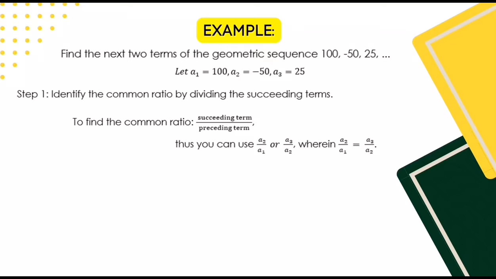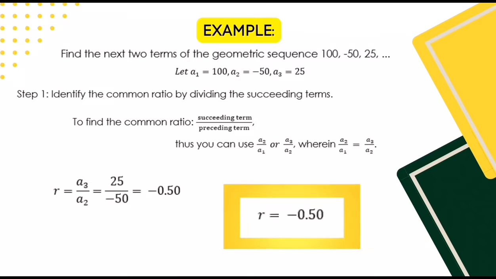As we are told that we are looking for the next terms of the geometric sequence 100, negative 50, 25, and so on, we don't need to check that the ratio is consistent between every two consecutive terms. Instead, we can choose any two consecutive terms. In this case, the common ratio can be found from the third term and second term, and that is 25 divided by negative 50. Therefore, our common ratio is equal to negative 0.50.